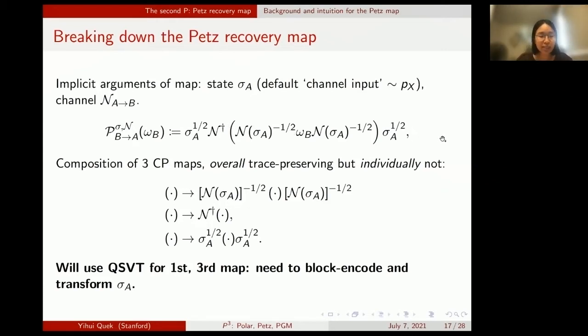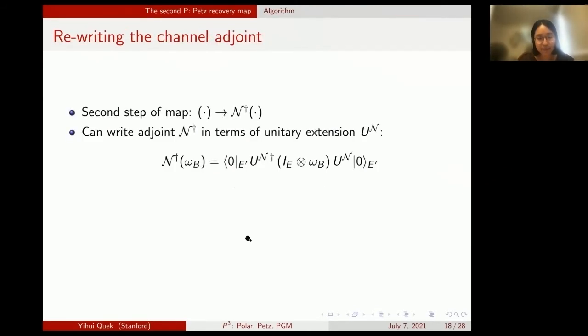So this makes the application of QSVT slightly more obvious. Namely, we're going to use QSVT for the first and the third map. And this is why I talked about block encodings of density matrices. We're going to need to block encode these density matrices, N(sigma A) and sigma A, and after we've block encoded them, we are then going to use QSVT to transform these density matrices by f(x) = x to the minus half and f(x) = x to the half respectively.